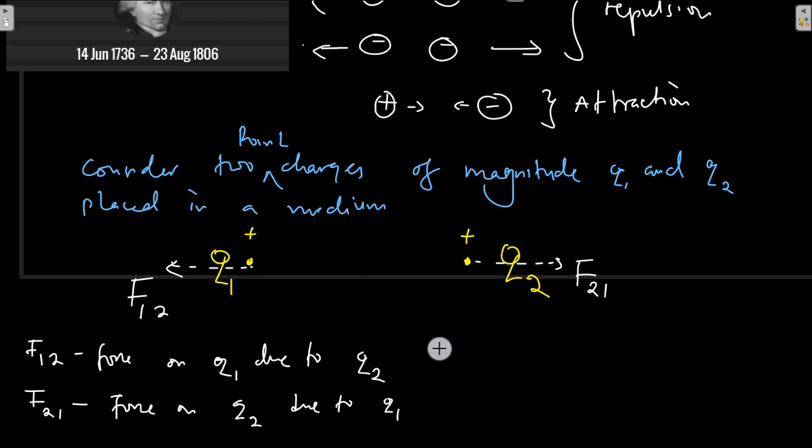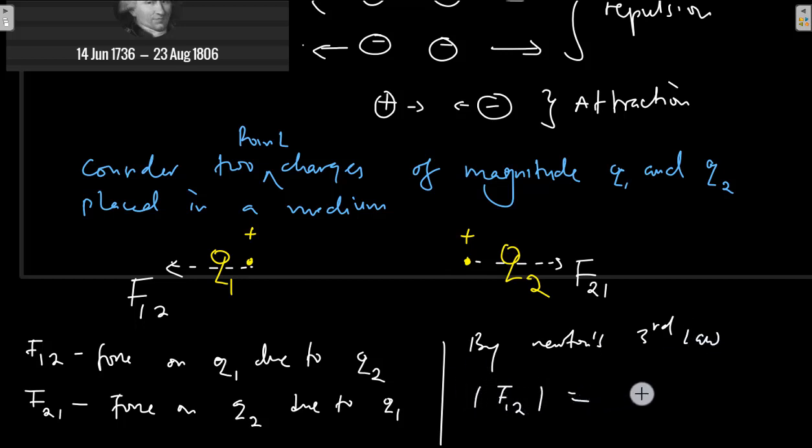Now, by Newton's third law, the magnitude of the force F12 must be equal to the magnitude of the force F21. We'll prove that in a moment, but this is a very important concept because electrostatic force is mutual. If Q2 exerts a force on Q1, Q1 also exerts a force on Q2, so things remain constant.